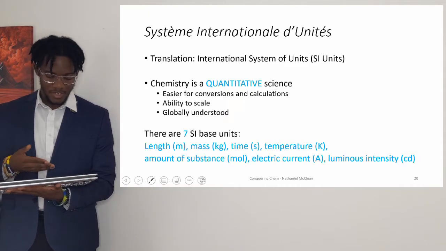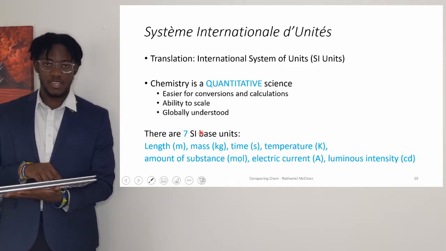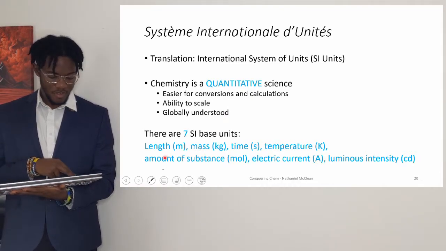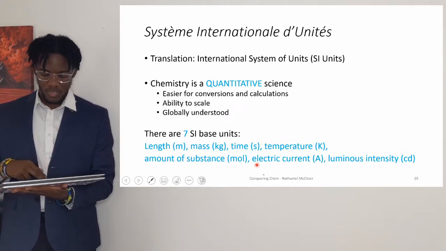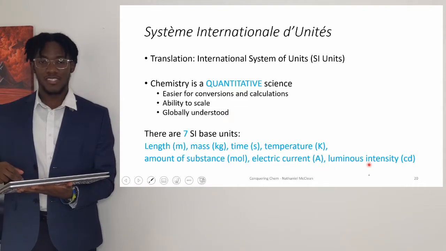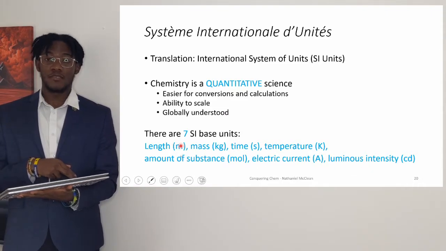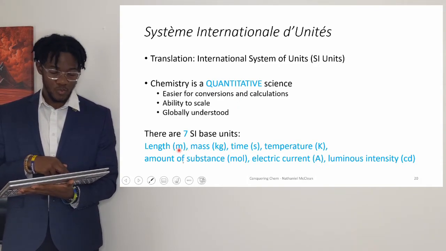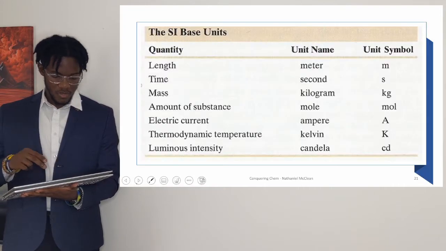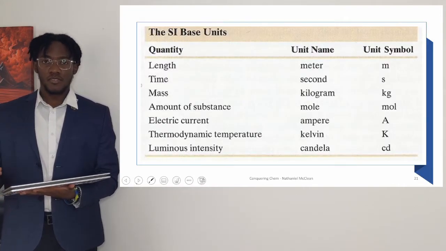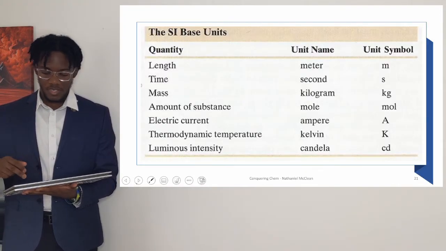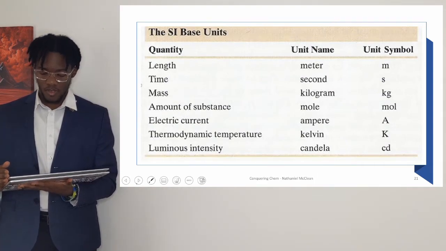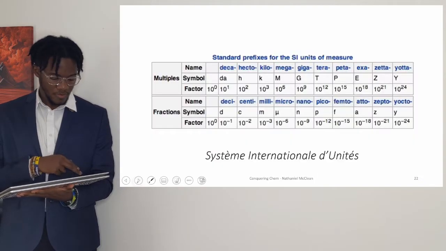And so when we look at SI units, there are 7 base units: length, mass, time, temperature, the amount of substance or the mole, the electric current, and the luminous intensity. The first 5 SI base units are what we'll be mainly concerned with for general chemistry, the length all the way to the mole. And these are the unit symbols for the base units. As you can see here, m for meter, s for seconds, kg for kilogram, mol for mole, and so on.